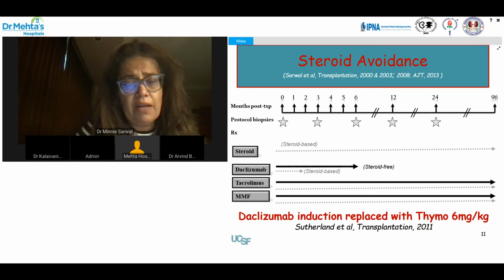milligrams per kilogram. And in fact, till today, at Stanford, most pediatric patients are completely steroid-free, and the induction is thymoglobulin. In other centers also, where the complete steroid avoidance protocol with maintenance of patients just on TAC and MMF is continued, patients are receiving induction with thymoglobulin. So this is still possible to continue.